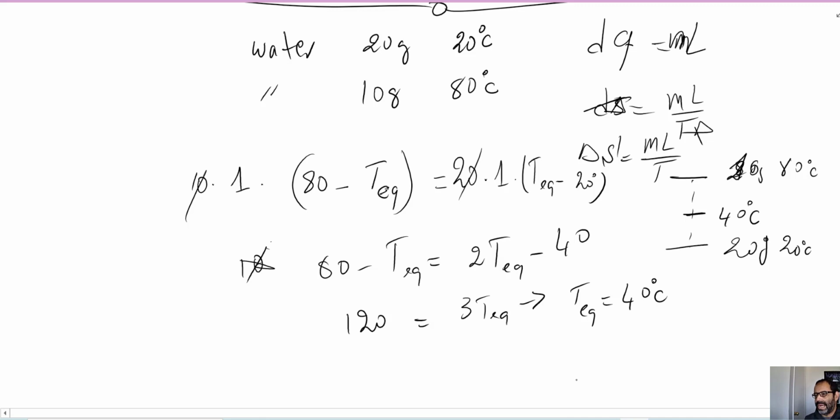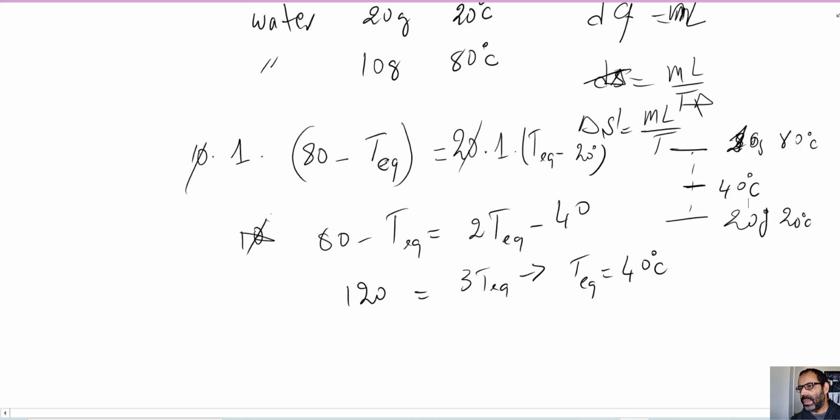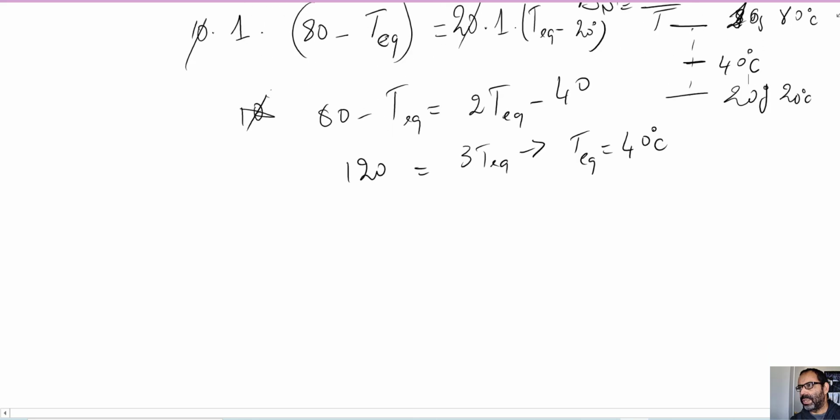So the 20 grams will go up by 20 degrees, and the 10 grams will come down by 40 degrees, so that they meet somewhere in the middle. That is something we learned from calorimetry, and I'm sure you did a lot of this in chemistry. That's not really the point here. I want to find the entropy of this water.